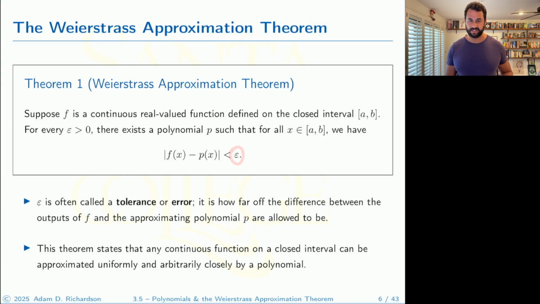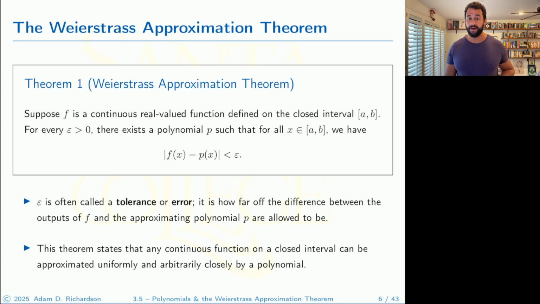So epsilon is like, oh, we're okay with an error of 0.1, 0.01, 0.001. And what this theorem says is no matter what this function is, as long as it's continuous on that closed interval, then we can find a function, p of x, that approximates that function within the tolerance that you specify.